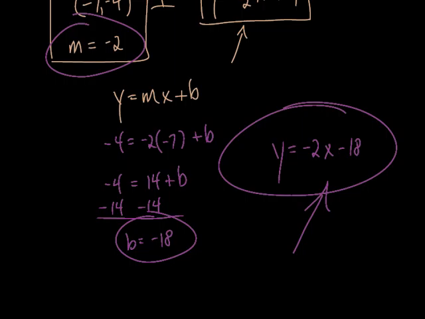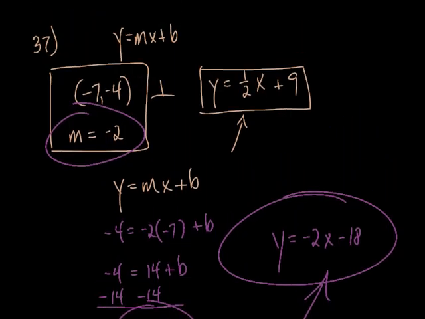Yeah. What if they did this? I could do this on the quiz, all right? What if it said parallel instead of perpendicular? Then what would my slope be? Slope would be the same. It would be 1 over 2. Exactly right. You got it. Does that make sense? So if it said parallel, it's the same slope. If it says perpendicular, it's the negative reciprocal.